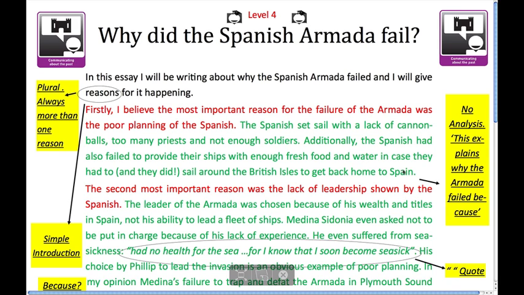Now, students are encouraged to consider the word because. For year 7 students, the word because is critical in the development of the analytical habit. Anything that comes after the word because needs to be an explanation. That explanation is missing at the end of this paragraph because the student doesn't explain why this led to the failure of the Armada.